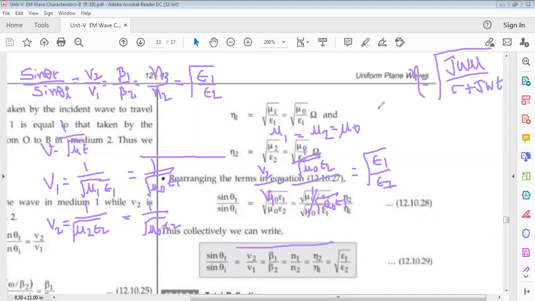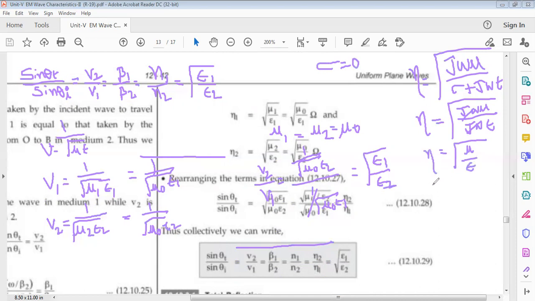Got it, my dear students? Because these two are dielectric, there is no conductivity. Conductivity is 0 because we have considered dielectrics. Eta is equal to under root of j omega mu by j omega epsilon, sigma is equal to 0. j omega gets cancelled, under root of mu by epsilon.